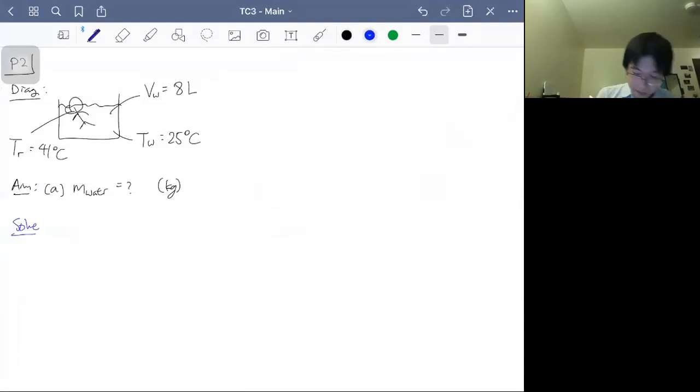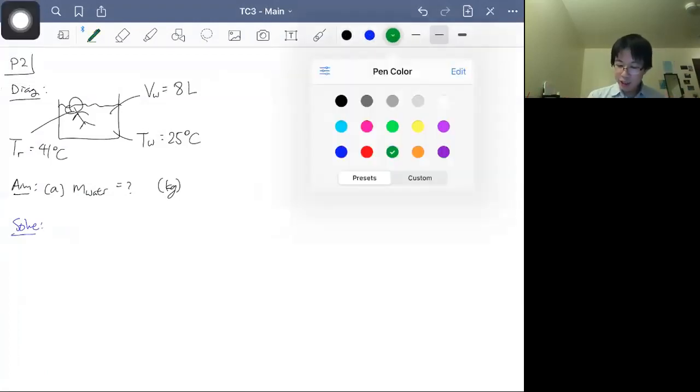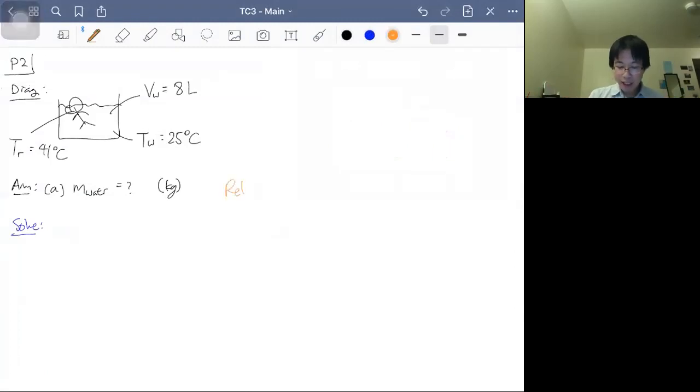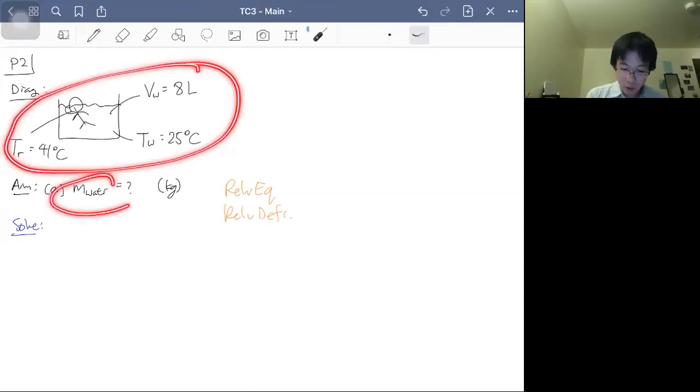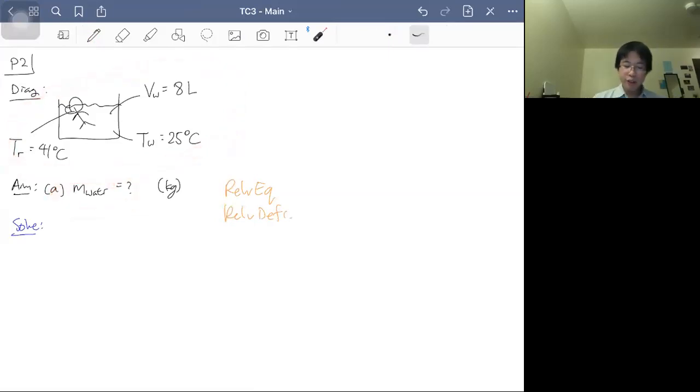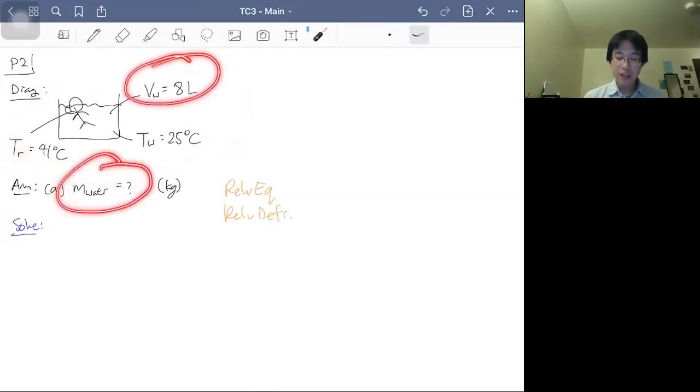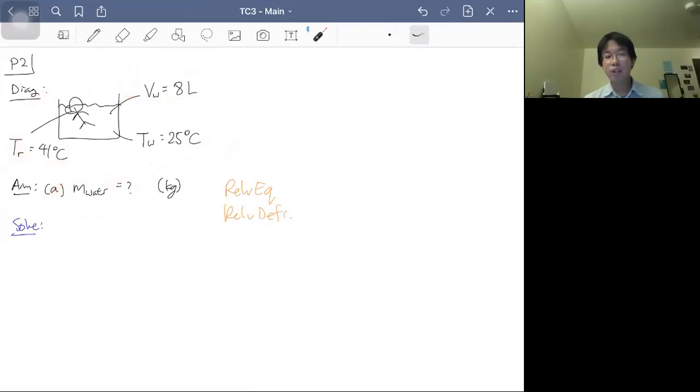Remember the strategy we talked about? The strategy is to think about any relevant equations or relevant definitions, okay? I need to somehow link these three variables to this one. Out of these three that are given, which one's the closest to here? Probably not temperature, right? Now you're narrowing it down to volume and mass. That should remind you maybe density is relevant.